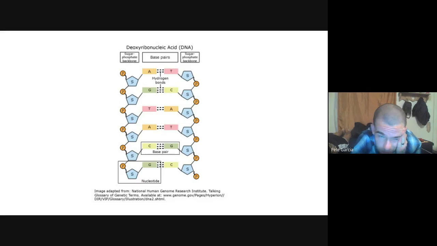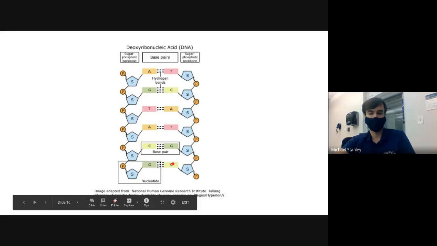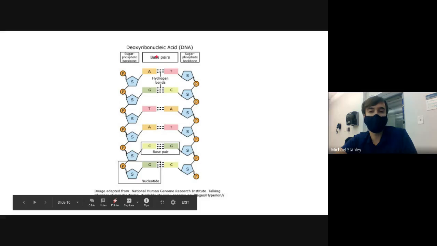A always goes with T and G always goes with C. Exactly. Perfect, Pete. So yeah, Pete's pointing out that the A and the T always line up with each other. And the C and the G also always line up with each other. So this is something that is true for all DNA across all organisms. And it's called the base pairing rule or the base pairing law.